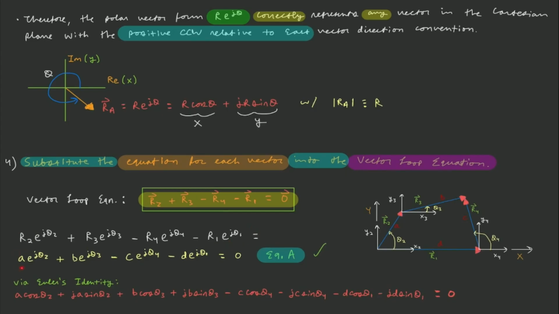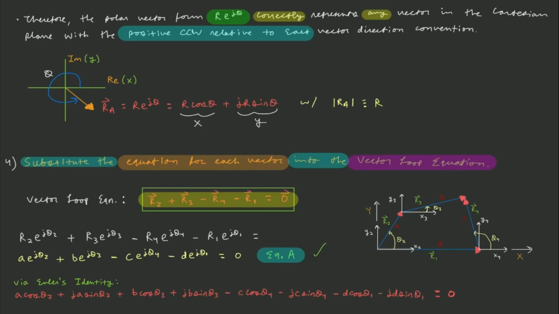well, what is R2? It's A. What is R3? It's B. What is R4? It's C. What is R1? It's D, right? So we substitute that in, and that whole sum is equal to 0. That is our first equation, essentially. If we call, really our first equation is this vector loop, but let's just say equation A is this simplified form right here.